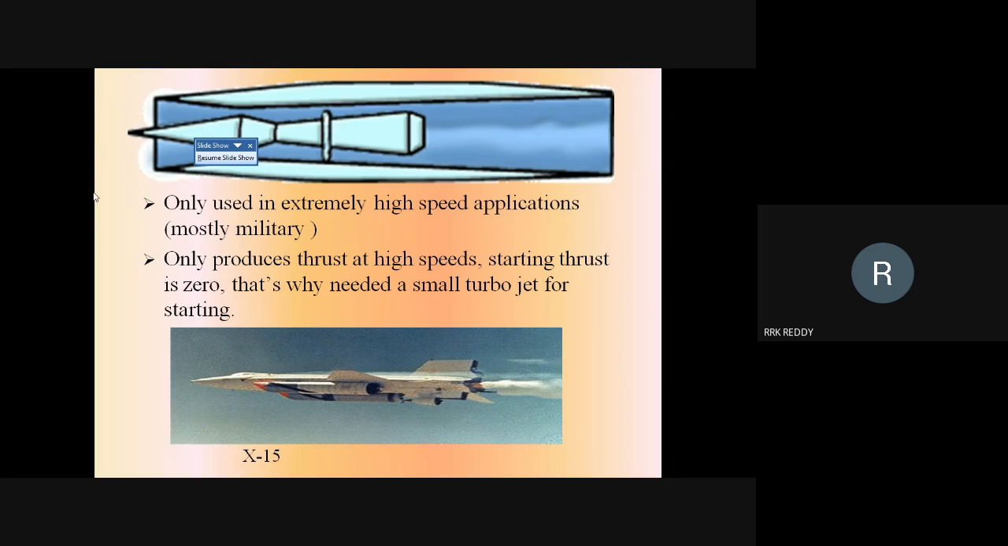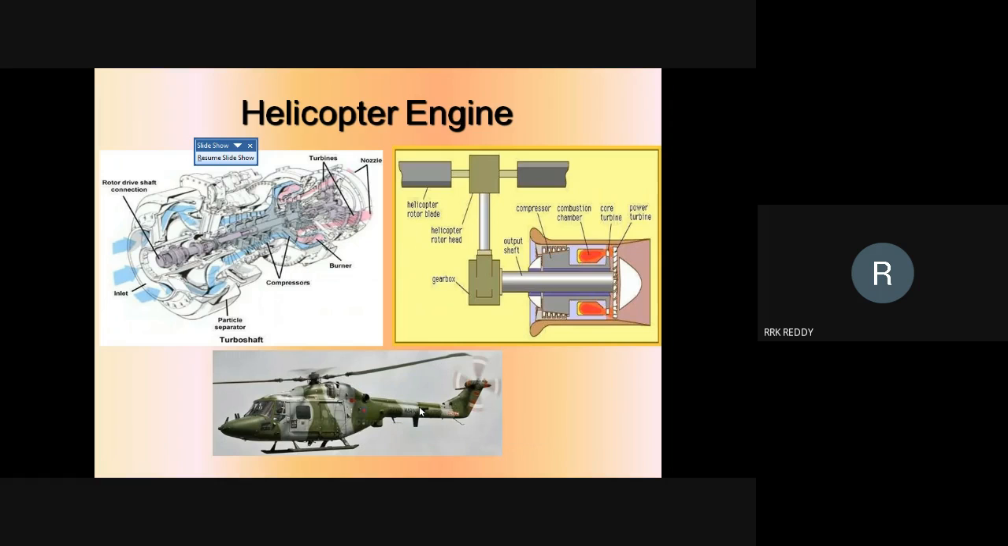That is why, along with the ramjet engine, a small size turbojet engine is always equipped. The role of the small turbojet engine is to take the aircraft to a certain flight speed. After that, the ramjet engine comes into the picture. This is the realistic picture of the ramjet engine. Generally, these are used for military applications, and also for missile applications.